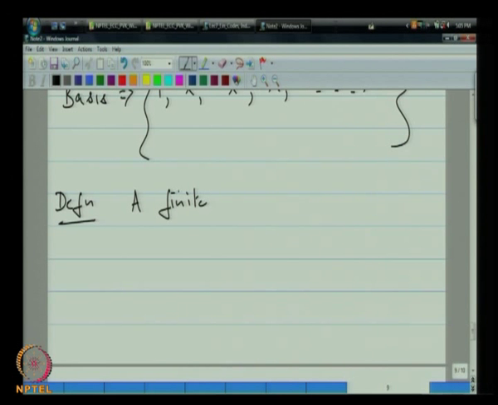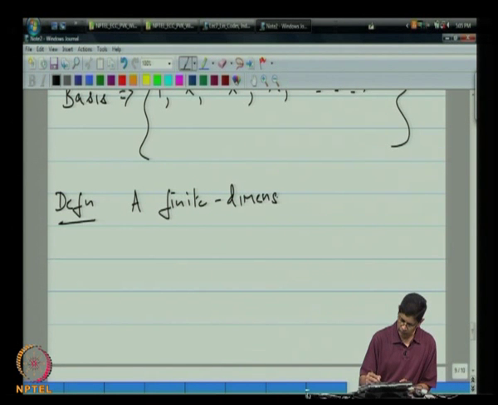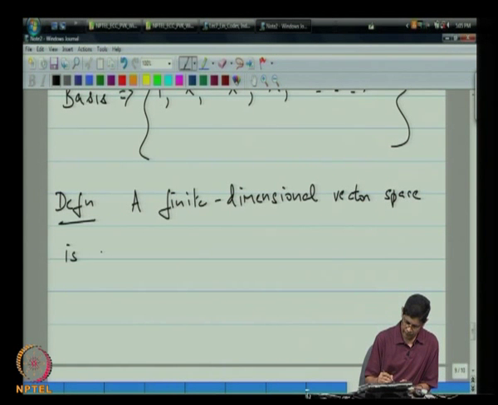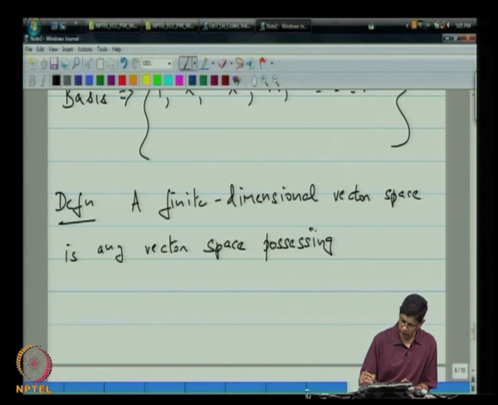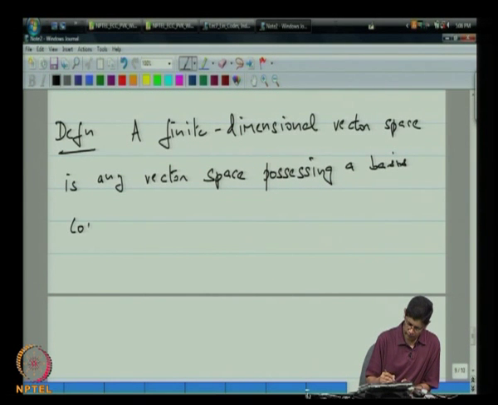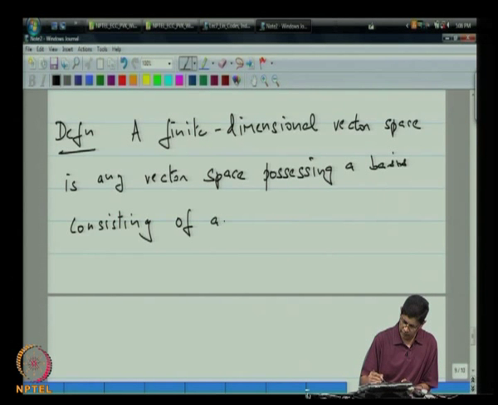A finite dimensional vector space is any vector space possessing a basis that consists of a finite number of elements.